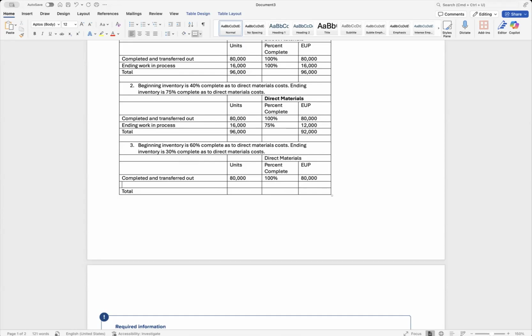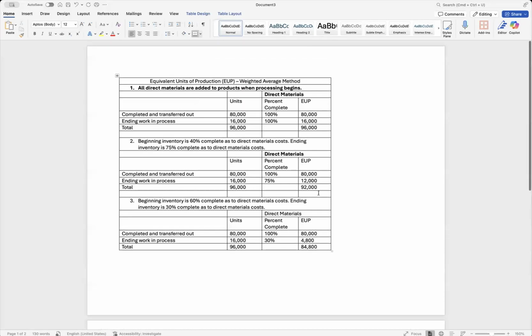And then my ending work in process, they were 16,000 units. The question tells us the ending inventory is 30% complete as to direct materials. So this is going to be 30%. I'm going to use my calculator, find 30% of 16,000. So 30 divided by 100, multiply by 16,000. That gives me 4,800. So my totals will be 96,000 here and 84,800 here. So my equivalent units of production are 84,800 with respect to direct materials. And that is how you solve this question.